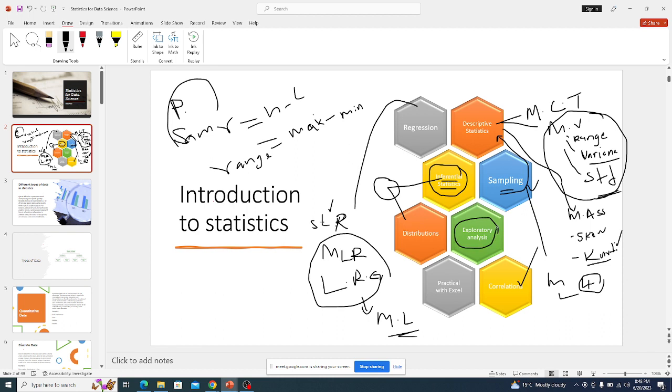We'll also do exploratory analysis, just an overview of our data set, how our data set looks like, the variables we have, the data types we have. From the term explore, like exploring, we'll be exploring our data set. Then after every topic, we'll be doing some practicals.